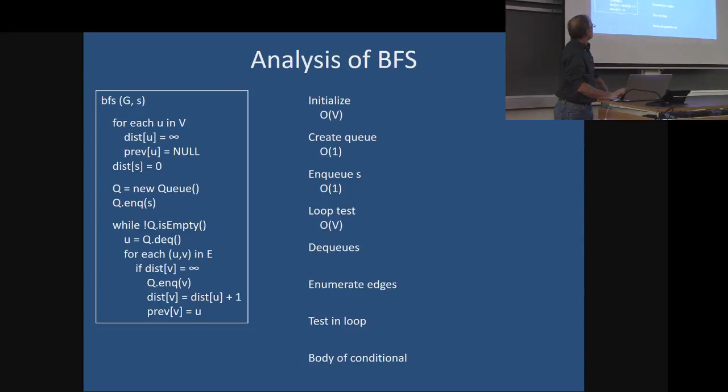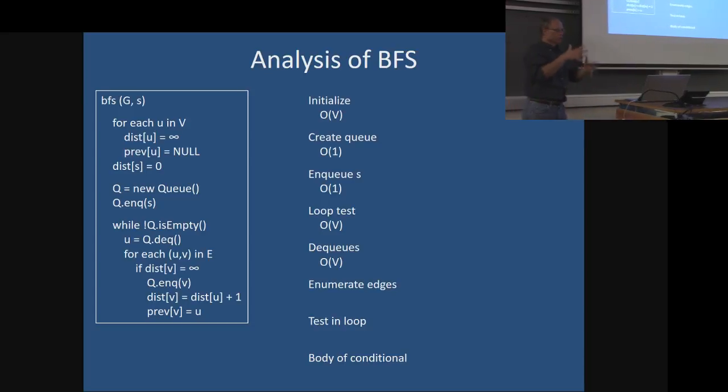Then what about this DQ operation? How many times does it run? O of V. Again, it's a constant time operation, but it runs V times. Then we've got to enumerate all the edges. Eventually, through all the iterations in this loop, we're going to enumerate all the edges in the graph.